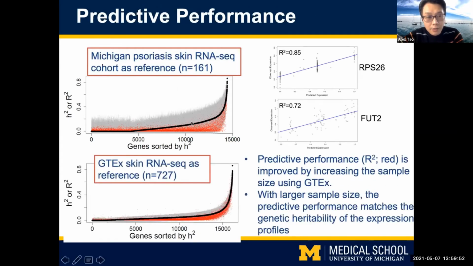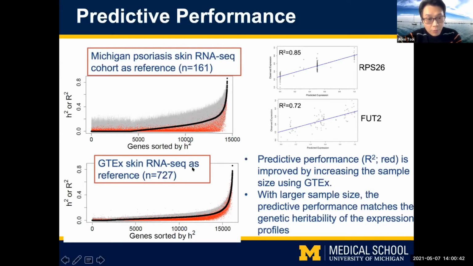We first tried using our own Michigan psoriatic skin RNA-seq study to train the model, with around 161 samples. What you see here is each dot representing one gene, the performance of the prediction for each gene, and the gray bar representing the confidence interval for the genetic heritability of that gene's expression. The red dots are in the middle of that confidence interval bar, which means our modeling could capture a majority of the genetic heritability components. But you can see the really huge confidence interval bars.